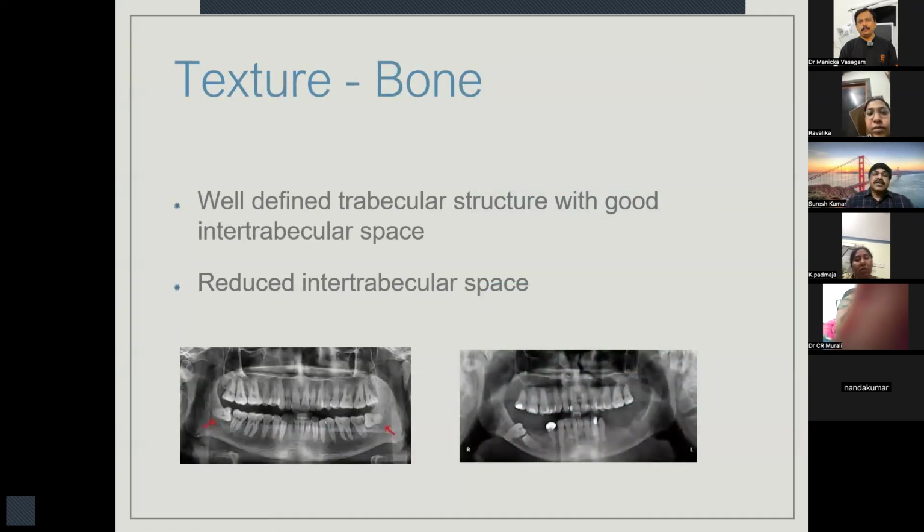And how do you see the texture of the bone? Texture of the bone is actually very difficult to study from the two-dimensional X-rays, but you can have a rough orientation whether it is going to be a soft bone or a hard bone, because soft bone means easier removal, hard bone is going to be tough to remove. So look at the left side OPG.